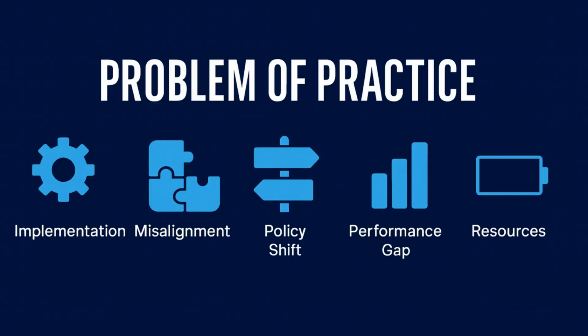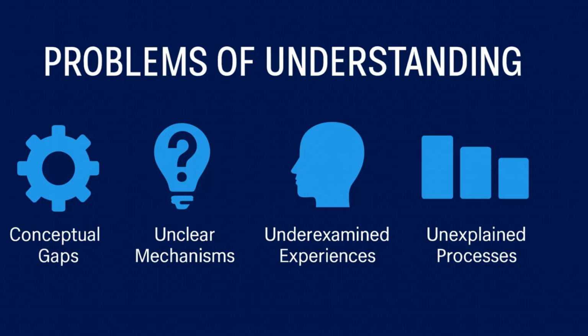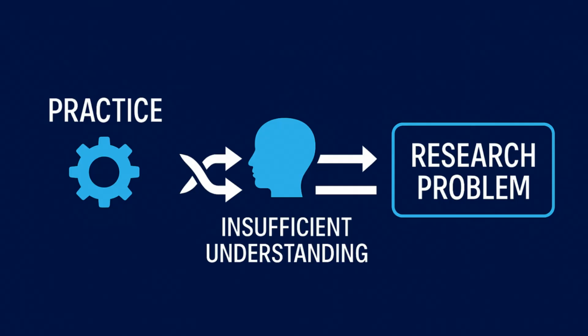Another helpful distinction is understanding whether your problem is primarily a problem of practice, a problem of understanding, or both. Problems of practice originate from implementation failures, misalignment, policy shifts, performance gaps, or resource constraints. Problems of understanding originate from conceptual gaps, unclear mechanisms, underexamined experiences, or processes that are not yet well explained. The strongest research problems often braid these together: a practice that is not functioning as intended because a concept has not yet been sufficiently understood. Making that relationship clear deepens the sophistication of your writing.